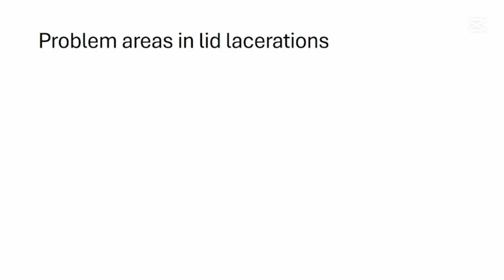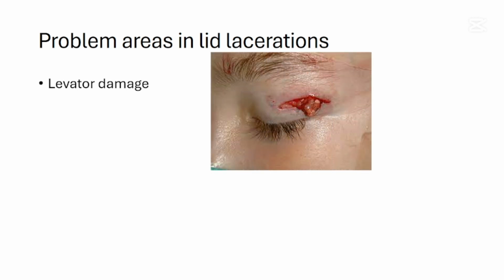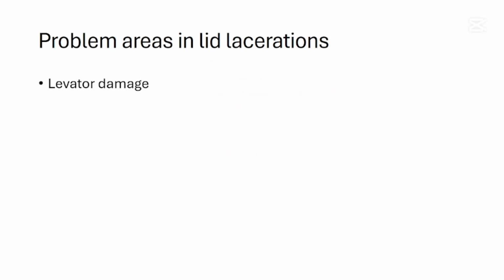And the other area, especially in the upper lid, if you see damage, don't forget there might be levator damage. The levator is the muscle which elevates the lid, which keeps the eye open. So when you see a lid laceration with fat prolapse, always be conscious that there might be a levator injury as well.